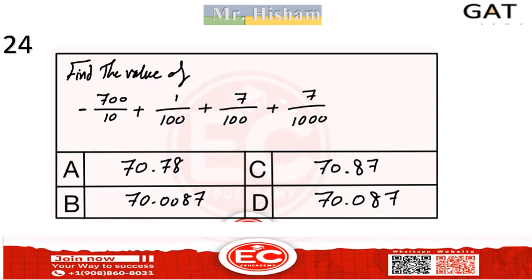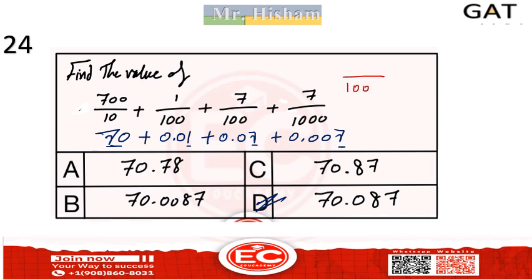Negative, no, it's not negative. I'm sorry, it's not negative. So this one is not negative. 700 over 10, we all know that 700 over 10 is equal to 70. Plus 1 over 100, 0.01. Plus 7 over 100, 0.07. Plus 7 over 1000, which is 0.007. Or you can solve it by decimal. So you have 70 and 1 and 7, which is 8 and 7. So it's 70.087, which is D.